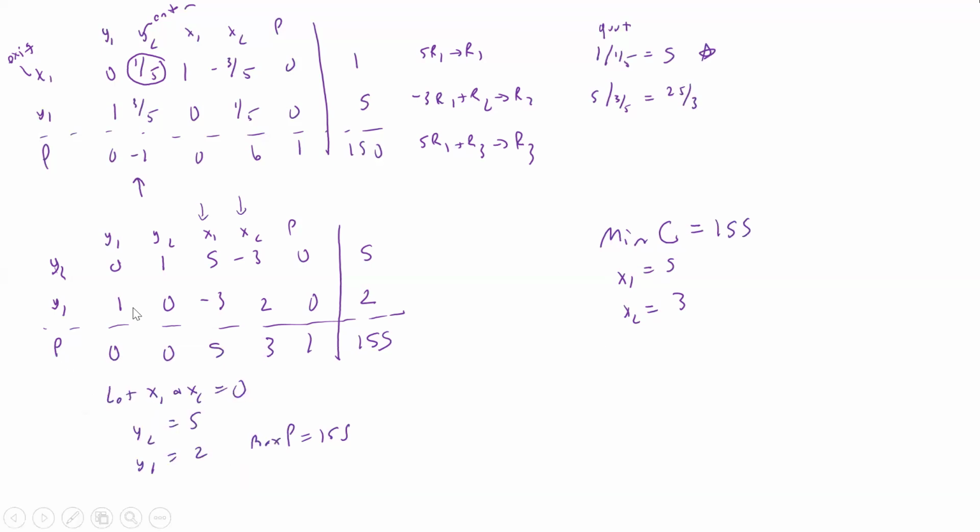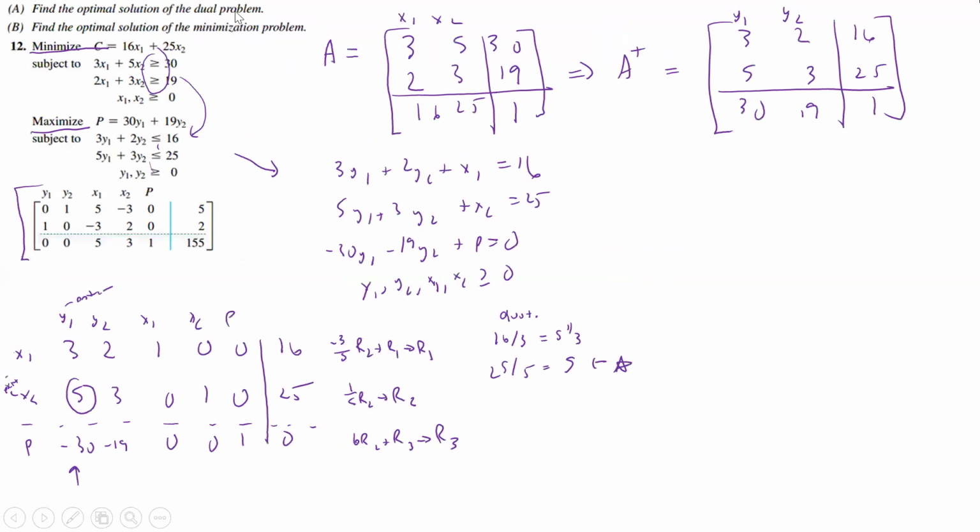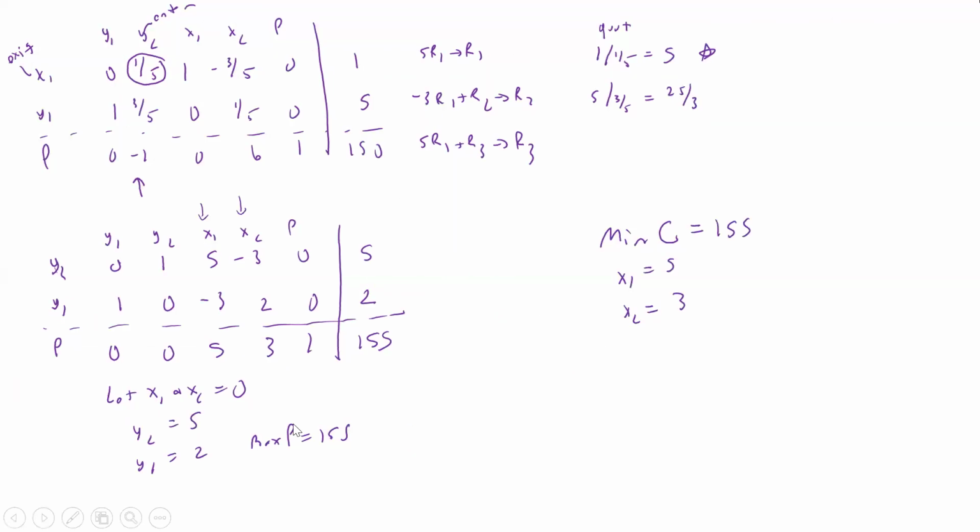So have we answered everything here? Find the optimal solution of the dual problem. Yeah, we found the dual problem. Find the optimization of the minimization problem. Yeah, we've done that. So this would be more like the A over here on the left, and B is this part here. So that's really the B, and this is our A. And so this is really the final answer that we'd be looking for in this case.